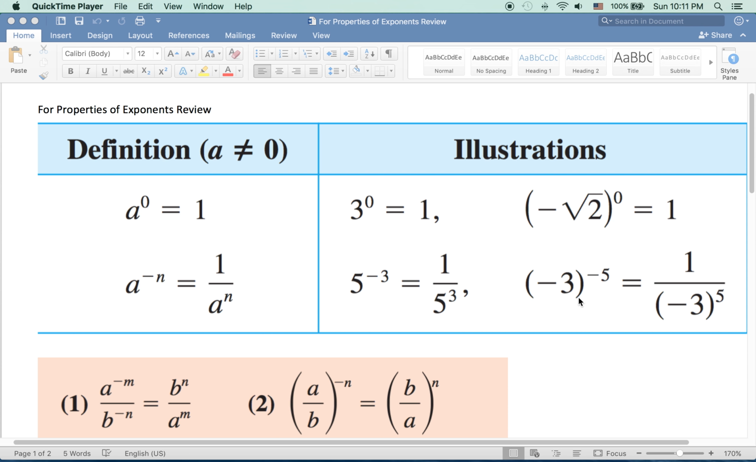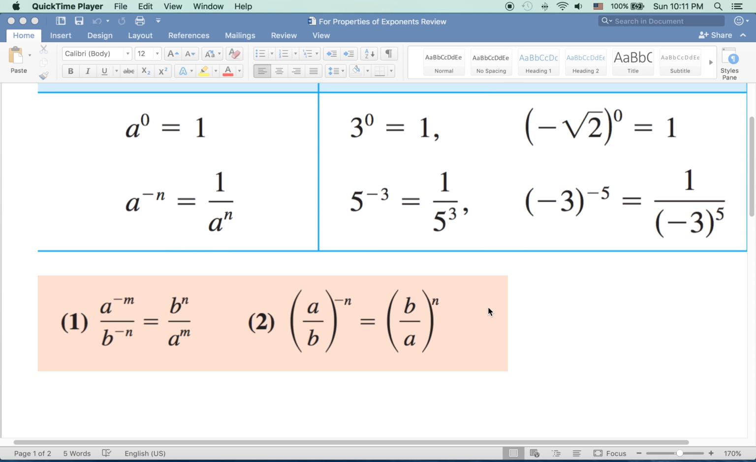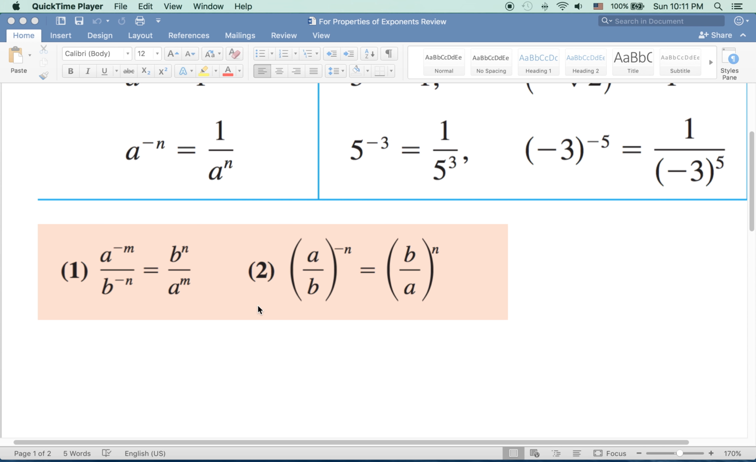Now, this shows us that we need to carry the negative sign if we have a negative sign in the base. It's also interesting, if I have a to the negative m divided by b to the negative n, if I take the reciprocal of these two, it takes away the minus sign. And that's entirely related to this property. And if we have a fraction, a over b, all to the negative n, if we take the reciprocal, it becomes b over a, all to the positive n. That's an important property.